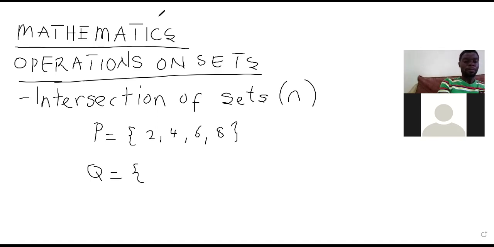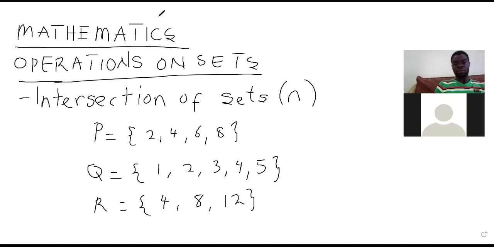And set Q, that should give me 1, 2, 3, 4, 5. Then set R, let's say 4, 8, 12. Good. So if you are being asked to find the intersection between P and Q, P intersection Q.